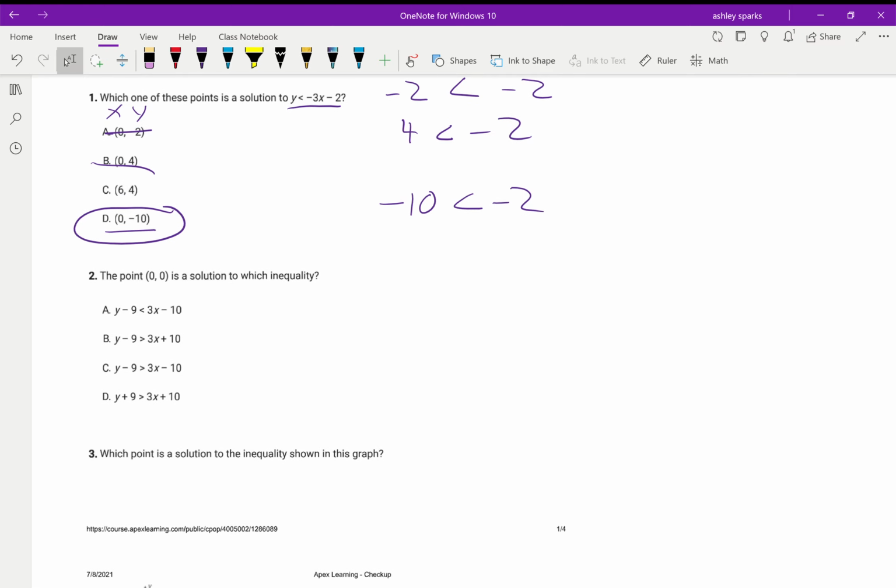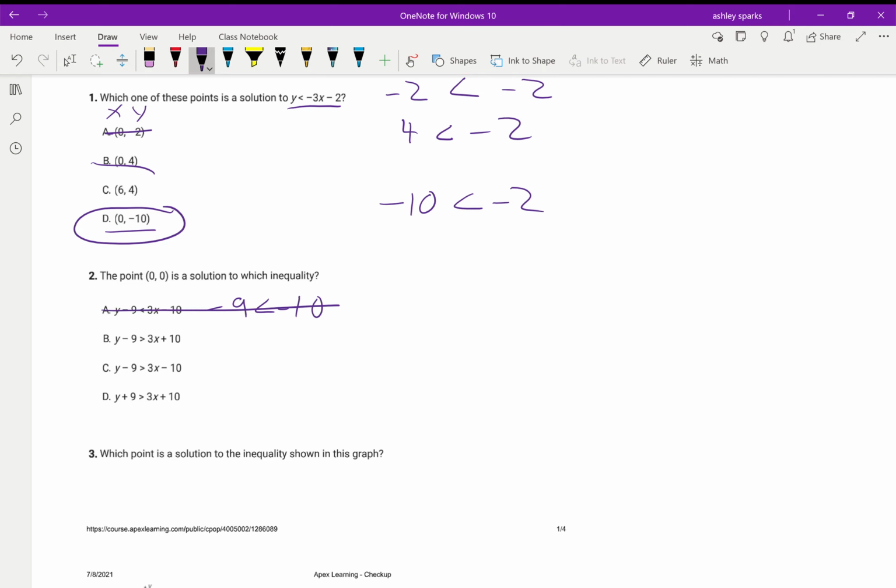You could try the other one. If this was Apex, you might have a select all that apply, so you might have to test a few of them. So then this says 0, 0 is the solution to which of these inequalities. So that just means I'm putting in 0 and 0 for both x and y. Basically, just get rid of x and y. I have negative 9 less than negative 10. Negative 9 is bigger than negative 10.